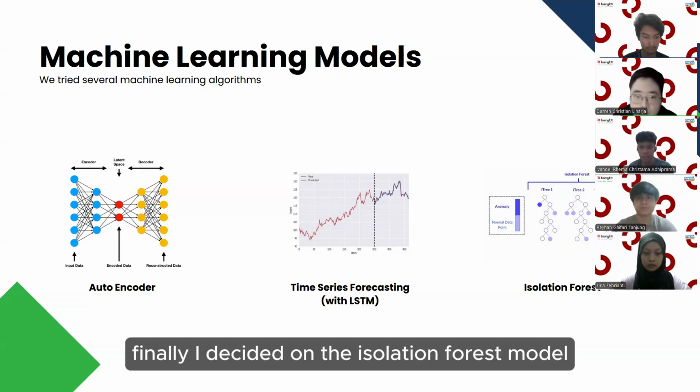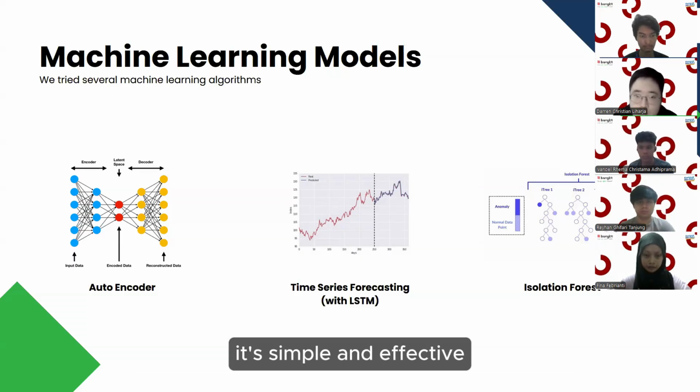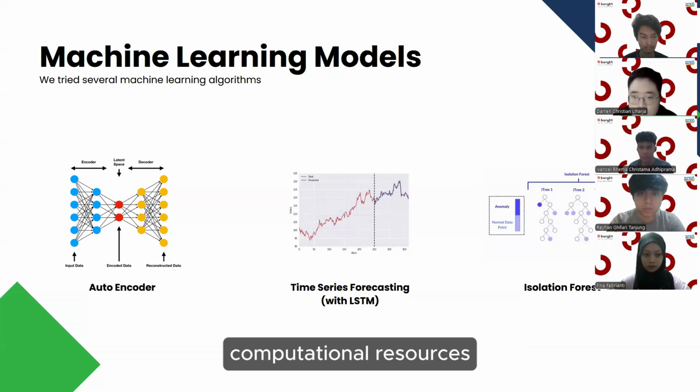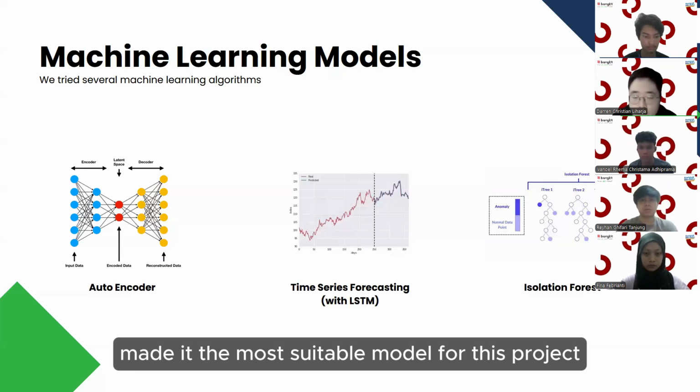Finally, we decided on the isolation forest model. It's simple and effective in identifying anomalies without heavy computational resources, which made it the most suitable model for this project.